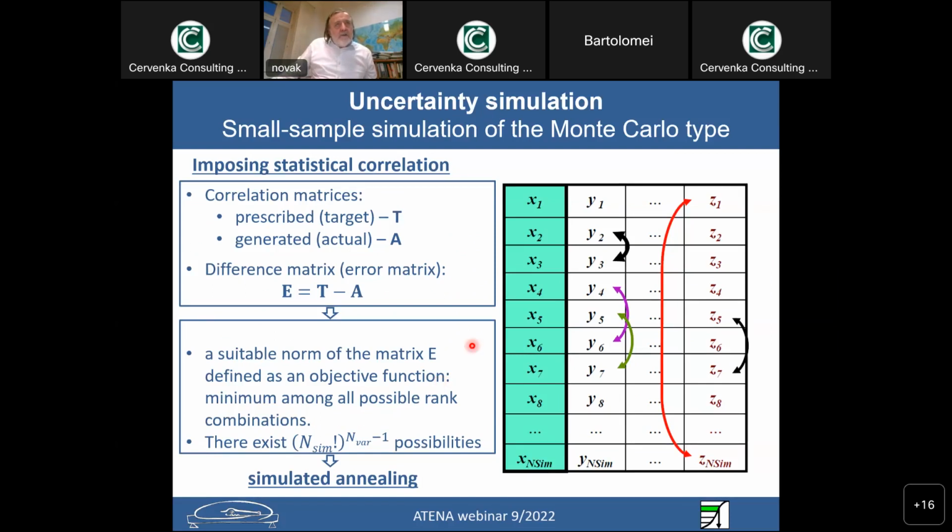And in our software, we implemented a very efficient technique which we invented based on the simulated annealing approach, where this is a simulation scheme. In rows there are realizations. In columns there are random variables, right? And if we switch between realizations, we influence the correlation matrix. So that's why we define the optimization problem in such a way: prescribed correlation matrix minus generated, and we need to have this difference as small as possible.